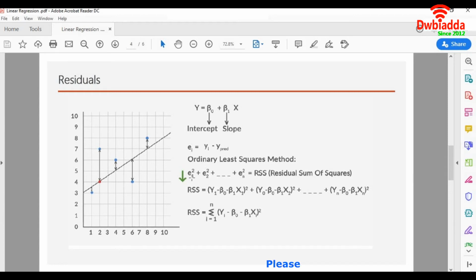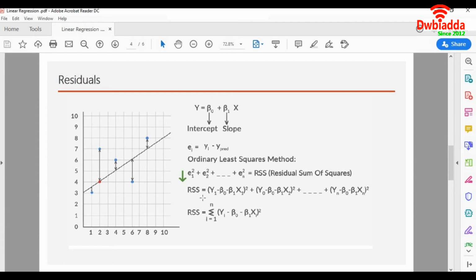We'll replace E1 by the equation y equal to beta naught plus beta 1 x. So E1 is nothing but yi minus y pred. yi is the actual value, y pred is my predicted value. And I can replace y pred with my equation of the straight line.